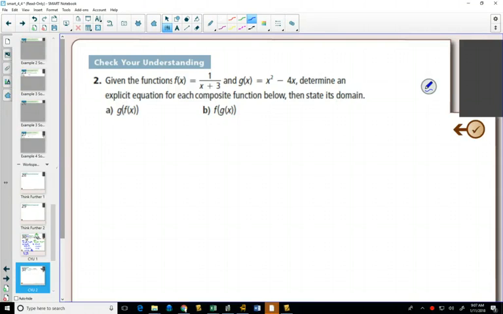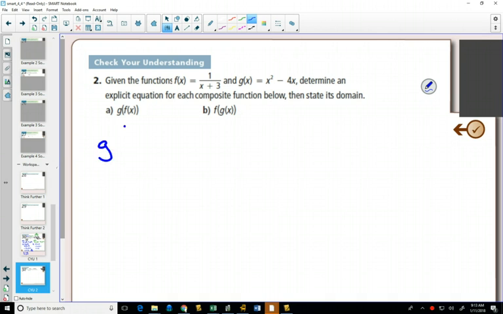This time we have two other functions, 1 over x plus 3 and x squared minus 4x. Determine an explicit equation, and then this time it says we just need to find the domain. So again, I'm going to give you time to do those on your own, since you already know how to do the explicit equation.